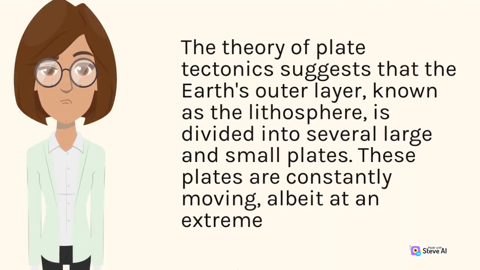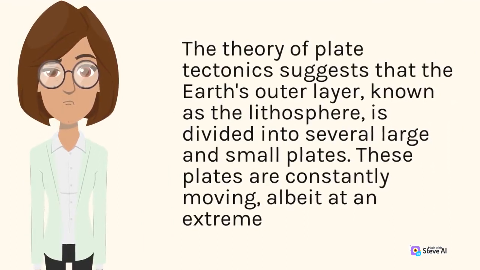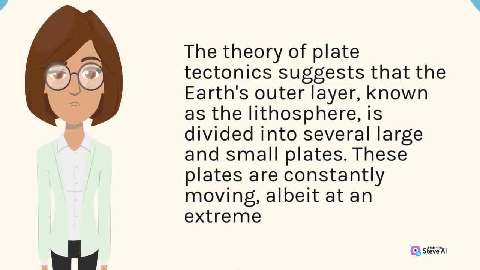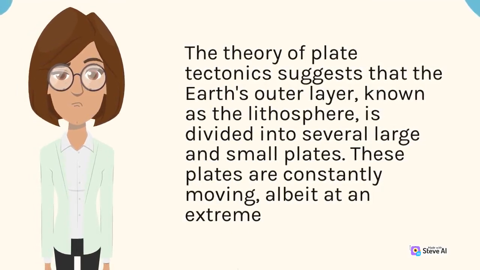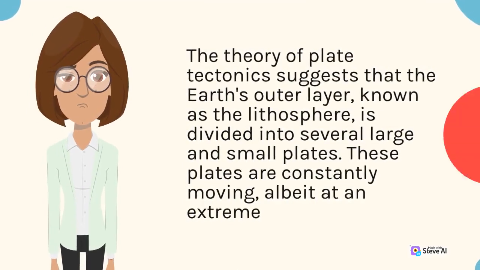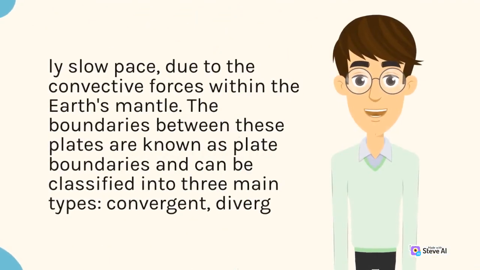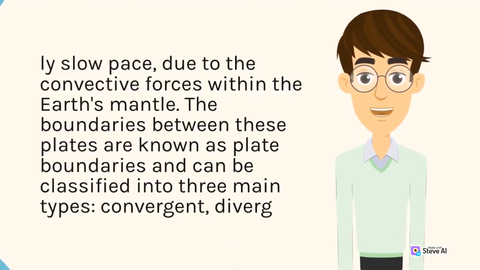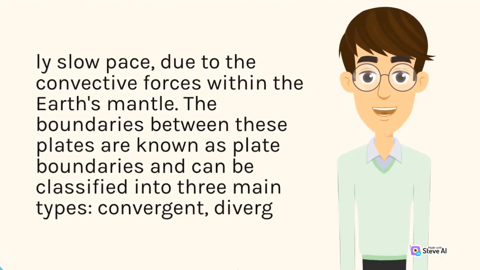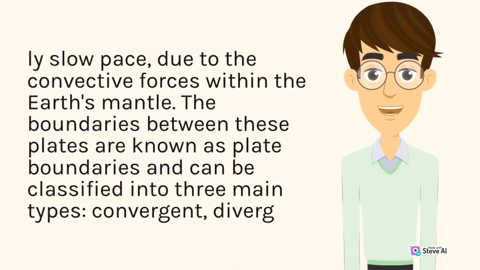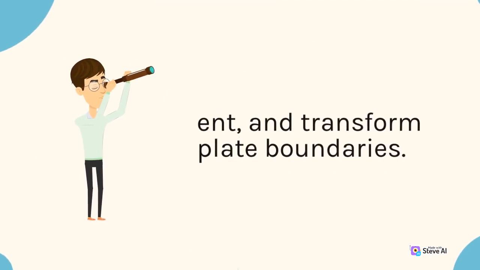The theory of plate tectonics suggests that the Earth's outer layer, known as the lithosphere, is divided into several large and small plates. These plates are constantly moving, albeit at an extremely slow pace, due to the convective forces within the Earth's mantle. The boundaries between these plates are known as plate boundaries and can be classified into three main types: convergent, divergent, and transform plate boundaries.